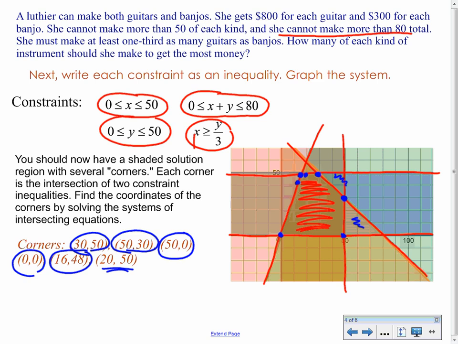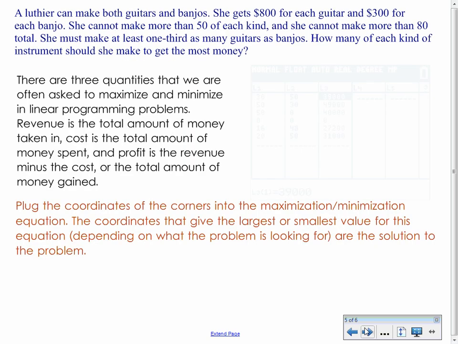All right. So you find the coordinates of all those corners, and if you didn't have a calculator or a computer, you'd have to do it the long way and find the intersection of those equations. But we'll be using technology, hopefully, for most of that.